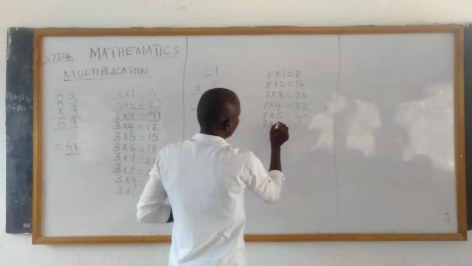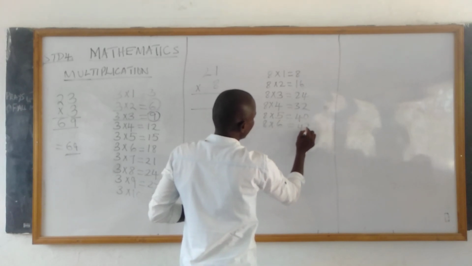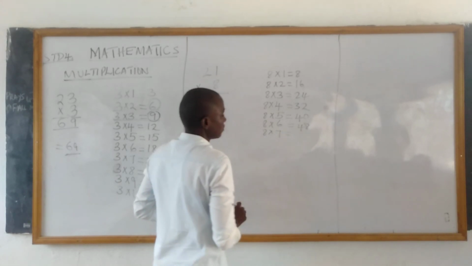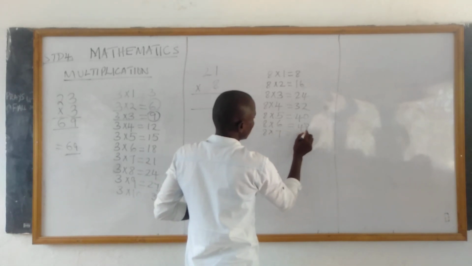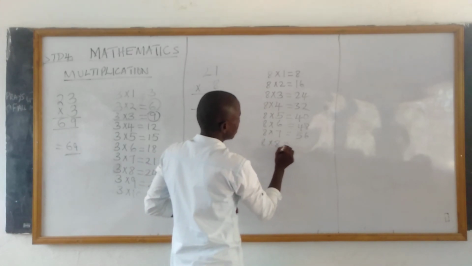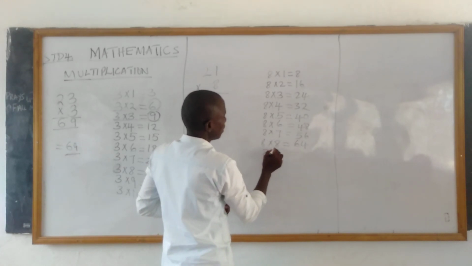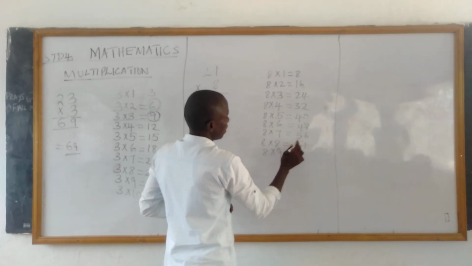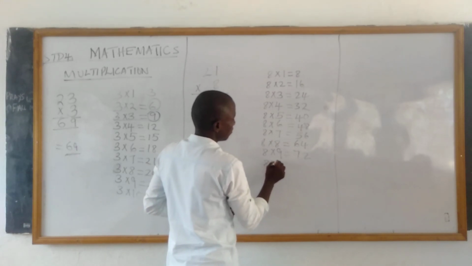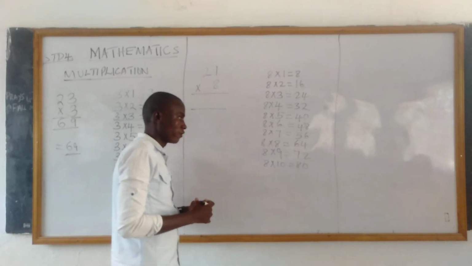8 times 6, add 8 here, you get 48. 8 times 7, add 8 here, you get 56. 8 times 8, add 8 here, you get 64. 8 times 9, add 8 here, you get 72. 8 times 10, add 8 here, you get 80. You have a table of 8.